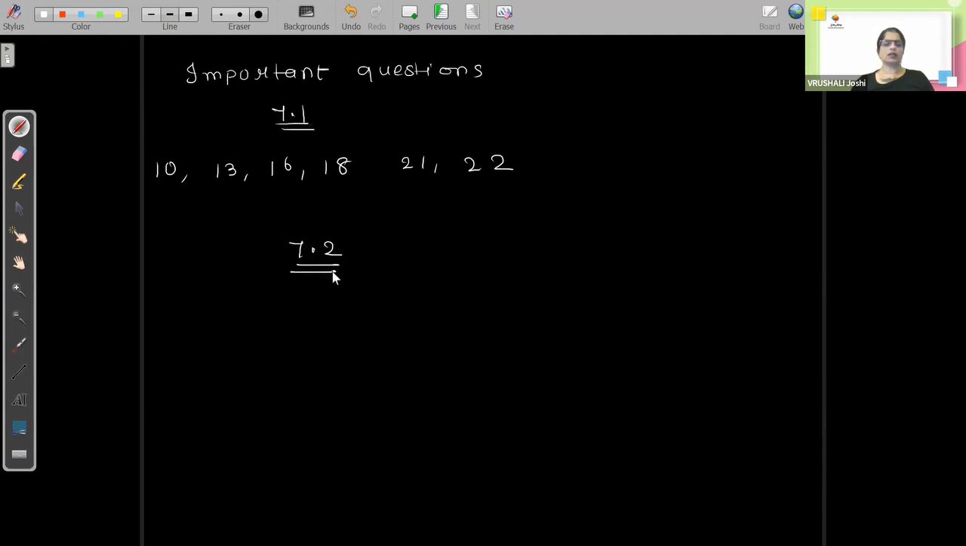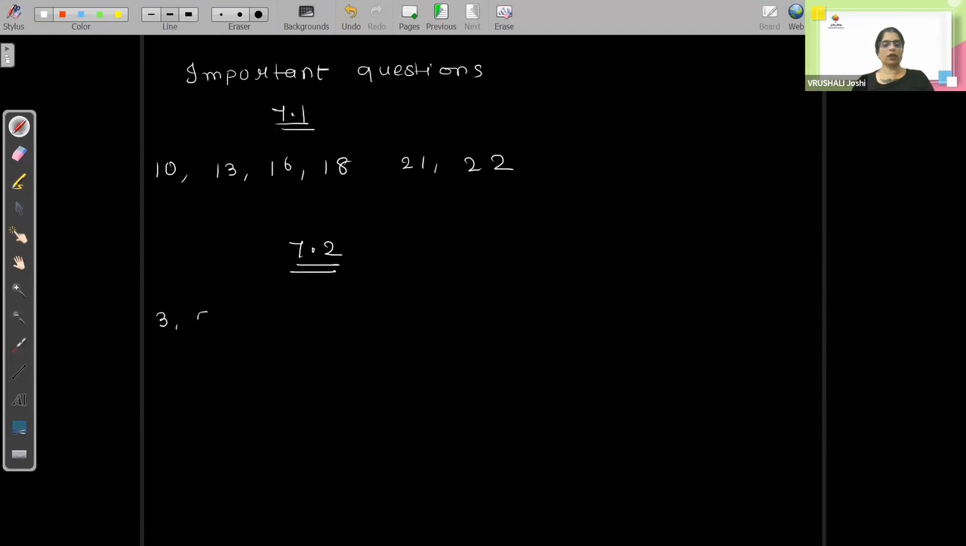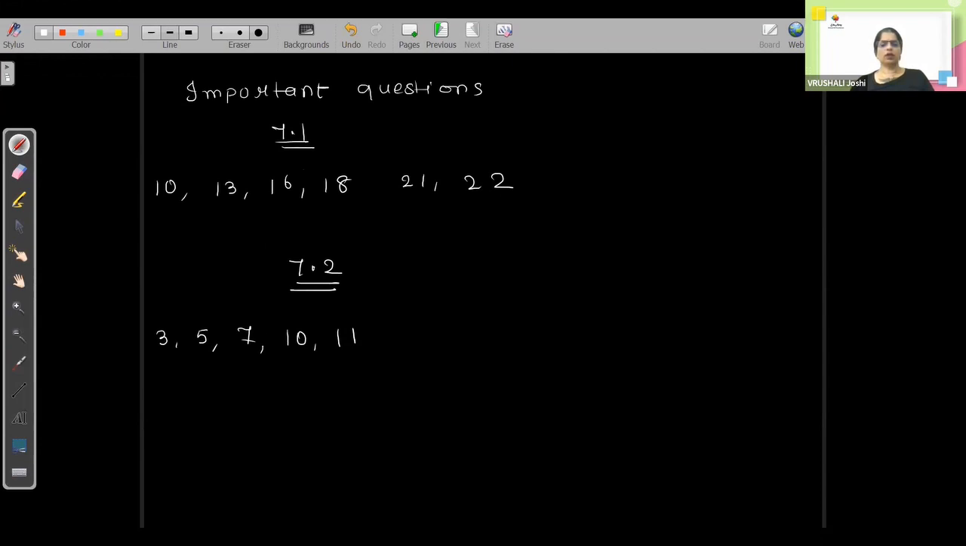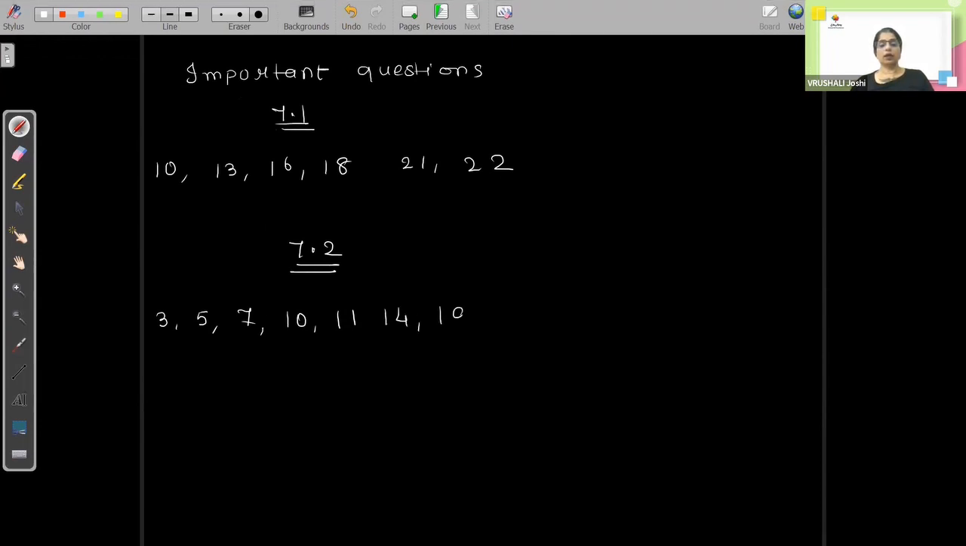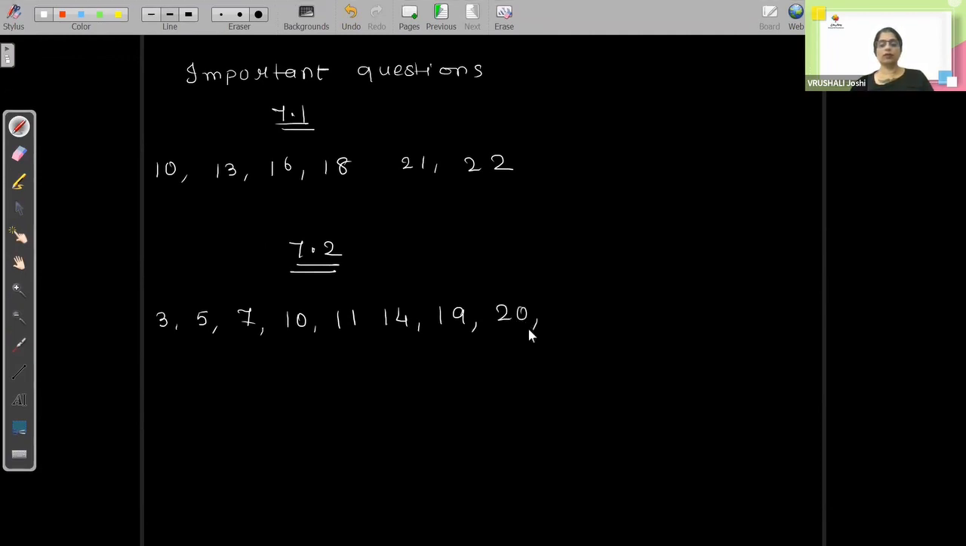7.2 questions के देख लेते. 7.2 का कौन सा important है? 7.2 has a lot of important questions, so we can take every alternate भी आप ले सकते हो odd number में. Okay, 3, 5, 7. अच्छी exercise है. 3, 5, 7, 10, 11, फिर 14, then 19. Then these are teachers favorite sums. Board में भी आए हैं काफी बार. 20, 22.